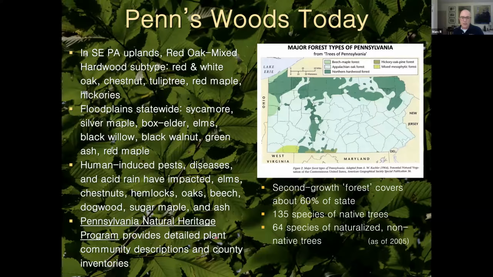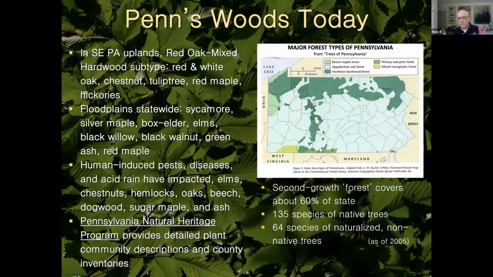So if you want an idea of the plant communities that grow in your particular county, your particular area, you visit the Pennsylvania Natural Heritage Program site that's linked on my webpage, and that'll give you a detailed plant community description as well as county inventories. So you can really drill down and see what kind of communities, what kind of trees grew in your area, and what kind of shrubs and perennial herbaceous plants are associated with them.